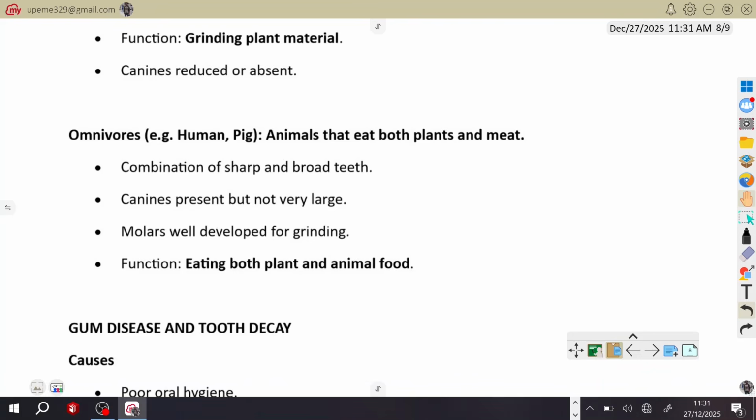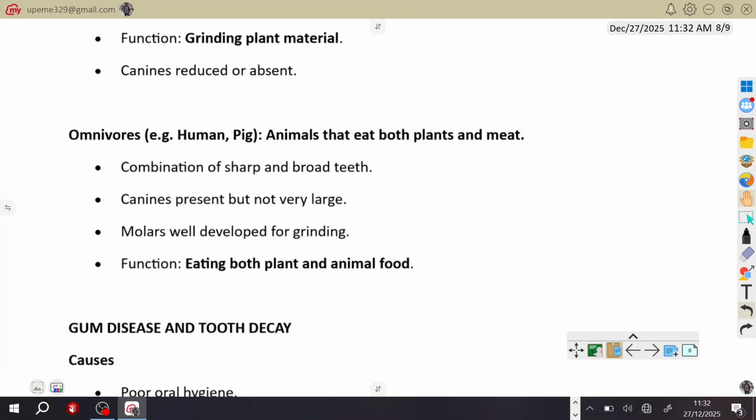Because those are supposed to be used when they are eating meat. Then they have got broad teeth like the premolars and the molars. Those are supposed to be used when they are eating food like plants. So canines are present but not very large in pig and human. They may have canines but not very large or sharp. Then molars well developed for grinding.